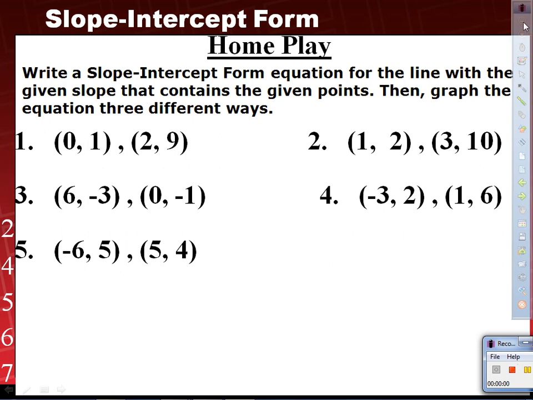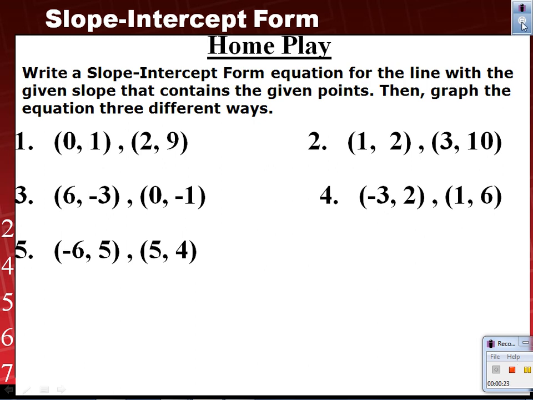All right, so our homework for tonight is only 5 problems, but it's basically what we did yesterday, except look at the end of what it said. Then graph the equation 3 different ways. Yay! All right, and we're going to look at that today because now we're going to combine everything that we've seen for this unit in a couple of examples.